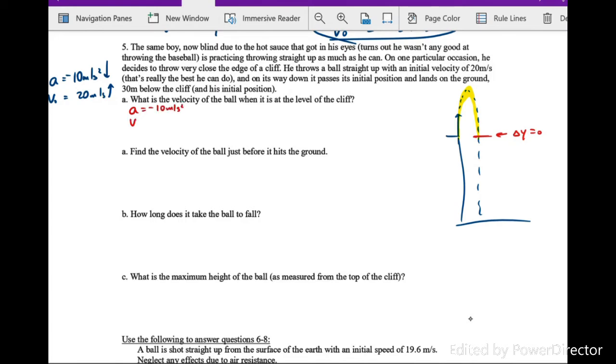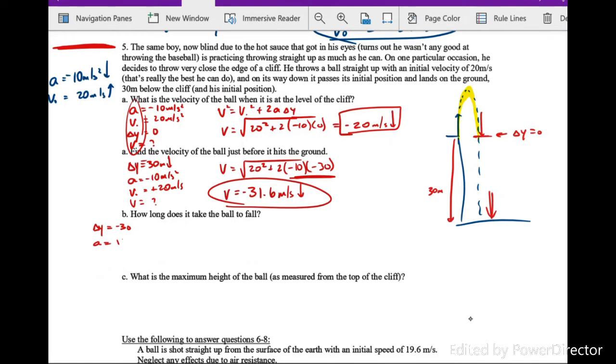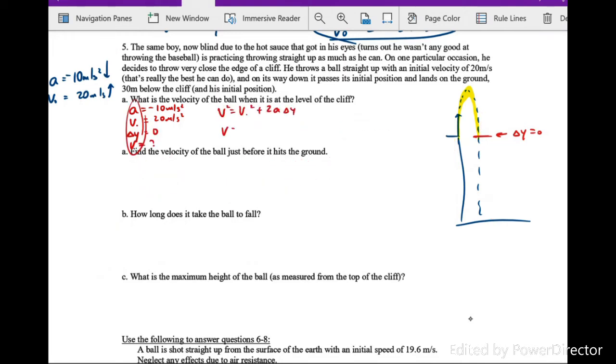I know my acceleration, it's negative 10 meters per second squared. I know my velocity is 20 meters per second. The displacement is 0, and I want the final velocity. We'll use the second equation, take the square root, but since the delta y is 0, that whole second term goes away. I get 20 meters per second. Since this is a square root, I have the option of positive or negative. And if we look at what's going on, I know that as that final velocity there, it has to be down, so that's negative 20 meters per second.